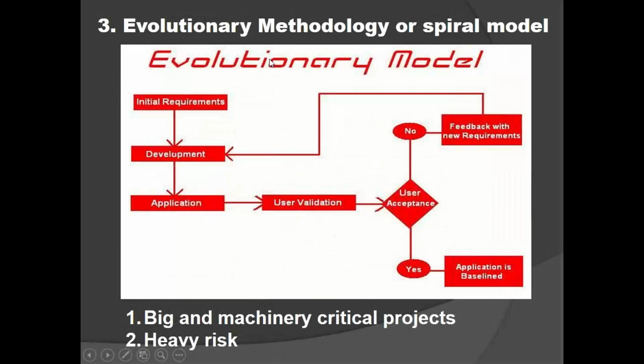Then the third one is evolutionary methodology. We are going to call this the spiral model or prototype development model. We are going to use evolutionary methodology for big and mission-critical projects, that means where there is heavy risk and continuous requirement changes. If you find any project with heavy risk and continuous requirement changes, then we are going to do that in evolutionary methodology or the spiral model.